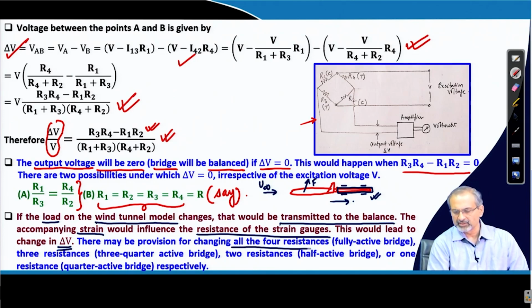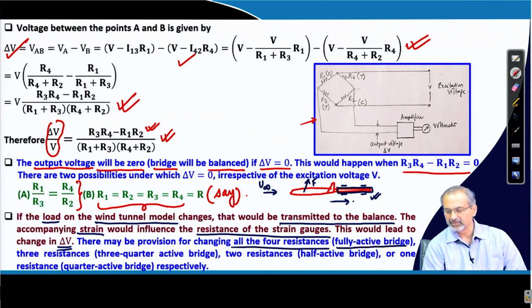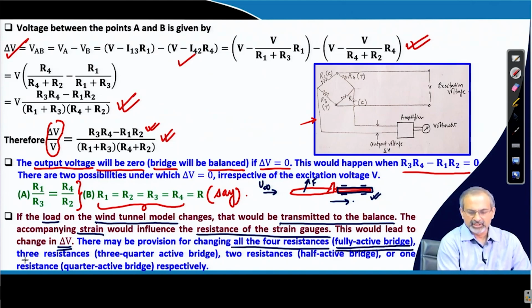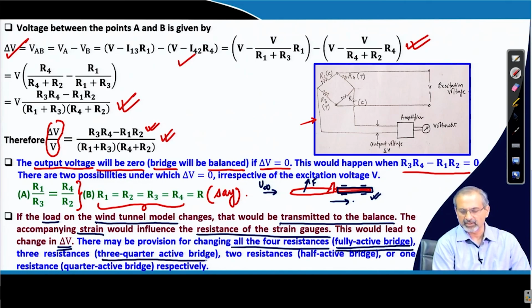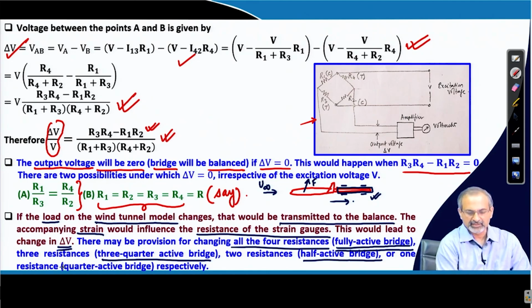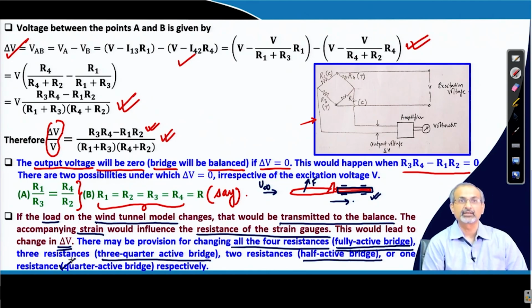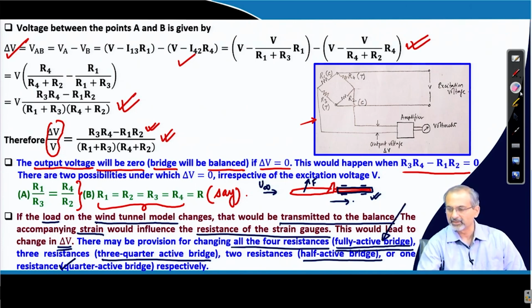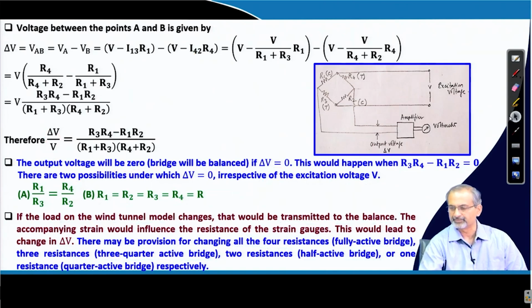If all the 4 resistances are changing or there is a provision for their changing, then we say it is a fully active Wheatstone bridge. If only 3 of them can change, then it is a 3/4 active bridge. If only 2 can change, it is half active bridge, and if only 1 resistance can change, it is called a quarter active bridge. The most widely used one is the fully active bridge because of some accompanying advantages, which we will see later.